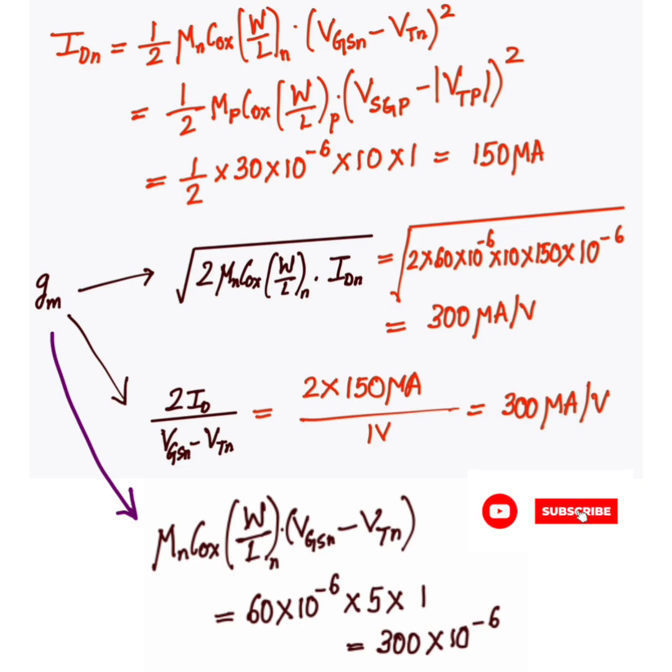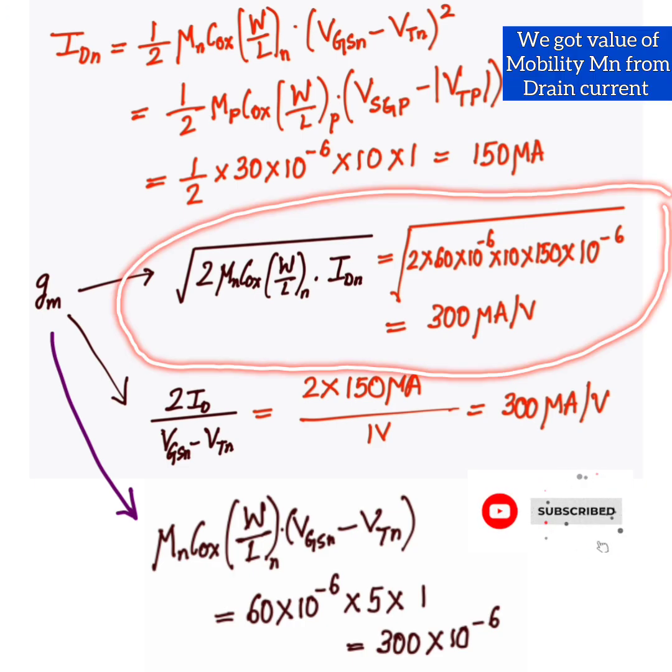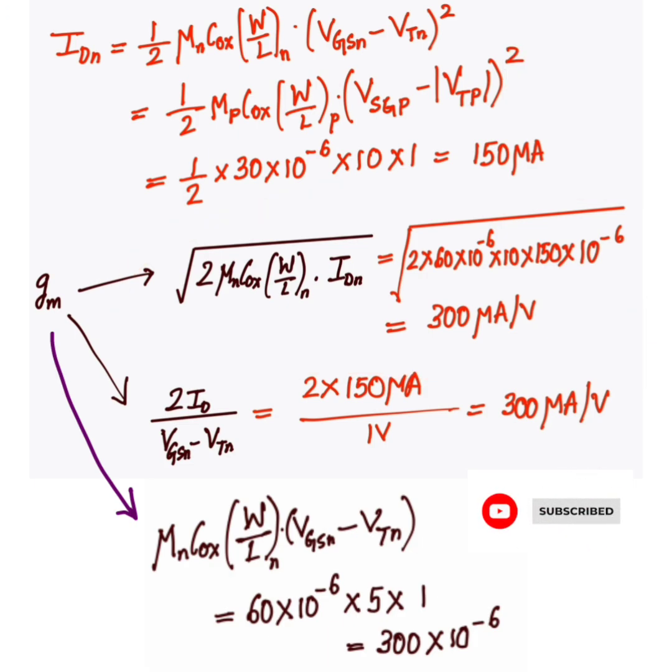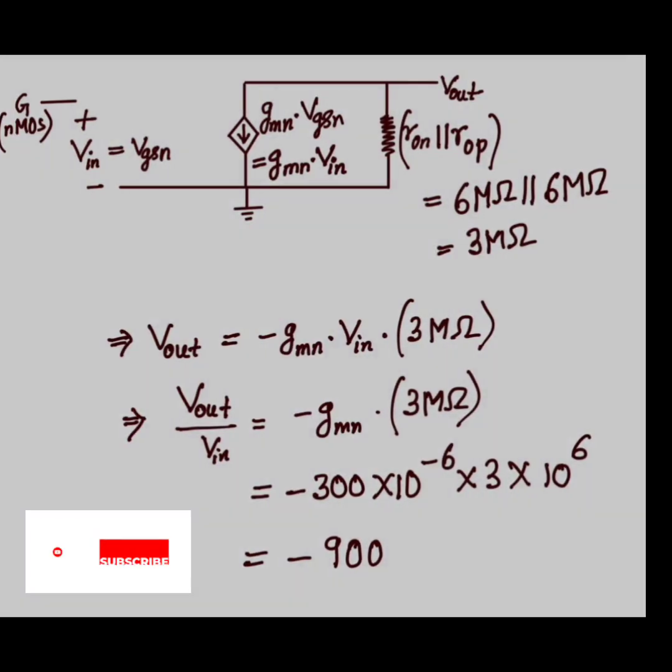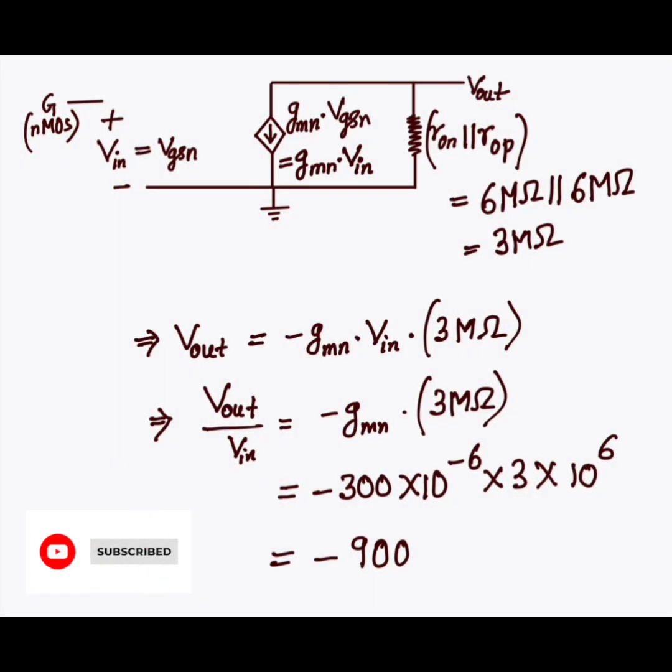We would not say much, because out of these three methods, only this method came out to be fruitful and less time consuming. If you can calculate the drain current, then in one step you can get the value for the transconductance. So the value of GM is 300 microampere per volt, and my resistance, which is the parallel combination, is 3 mega ohm. Now you just multiply it, so you will get minus 900.